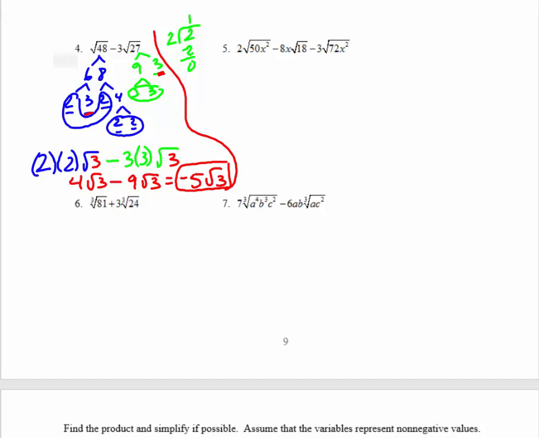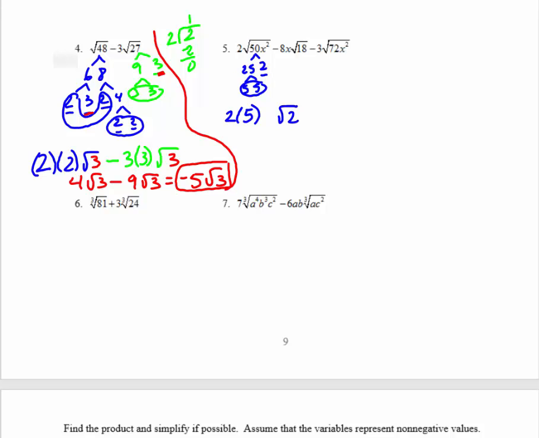Number 5: 2 times the square root of 50x squared minus 8x times the square root of 18 minus 3 times the square root of 72x squared. First things first, we have to try and simplify our radicals. Well, 50 is 25 times 2, and 25 is 5 times 5, so we have a pair of 5's. There's already a 2 on the outside, so we have a 2 times a 5. Leave a little bit of space because we'll work with that variable, and what's left underneath is that 2.